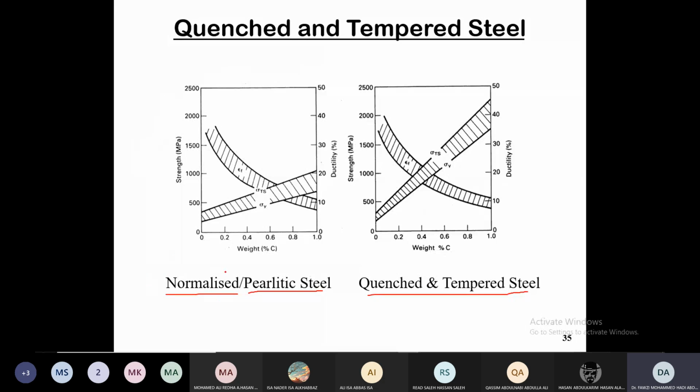Normalized, this is what we mean by normalized pearlite. That means that the cooling that we are doing is slow. As you could see, the behavior with increasing the carbon content, we're looking at the strength in megapascals with increasing carbon content of the steel. What is the behavior? You could see the range between the yield strength and ultimate strength. It increases basically, and this is what happens to the ductility in general.